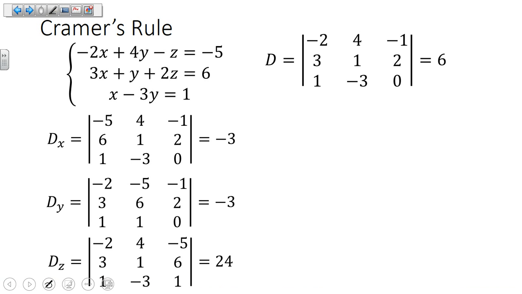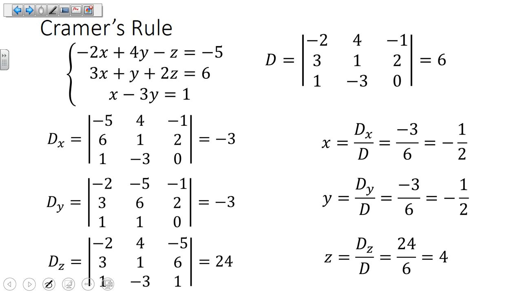But if you go through and figure out your determinants for all four of these matrices, D is equal to 6, D sub X is equal to -3, D sub Y is equal to -3, and D sub Z is equal to 24. So just like the 2 by 2 system, we're going to find our X, our Y, and our Z by taking D sub X divided by D, D sub Y divided by D, and finally D sub Z divided by D. So our solution for this system of equations is X equals -1/2, Y equals -1/2, and Z equals 4.